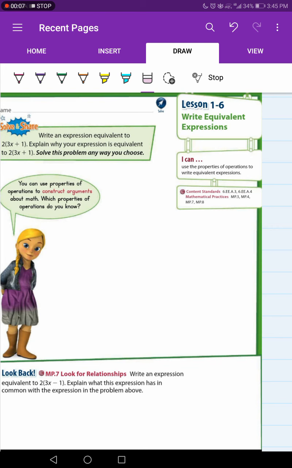Our lesson today is write equivalent expressions. Our objective is how I can use the properties of operations to write equivalent expressions.